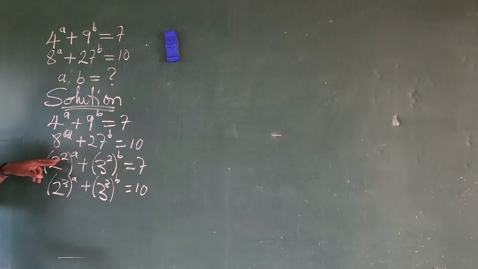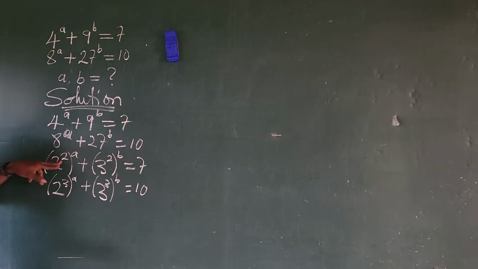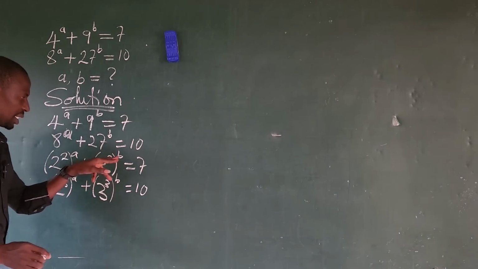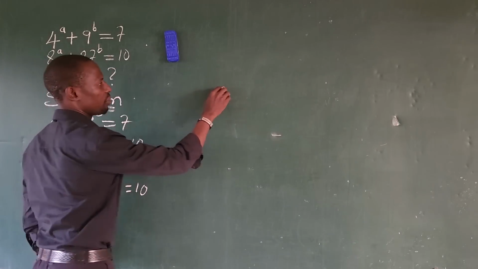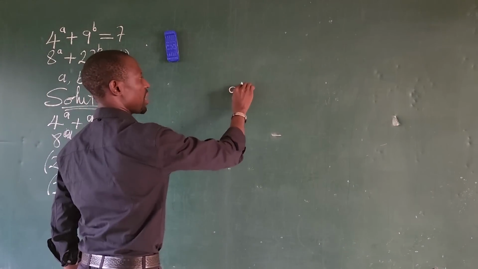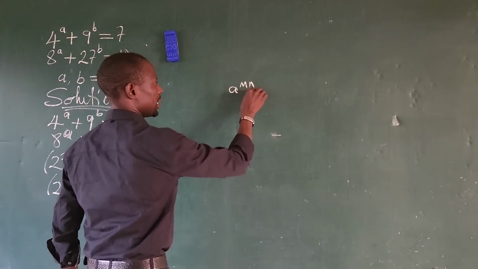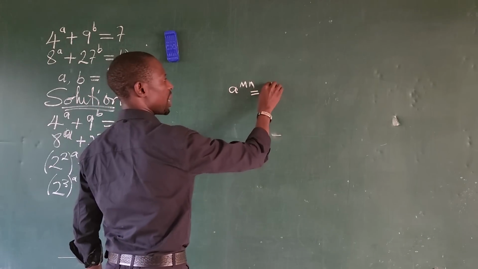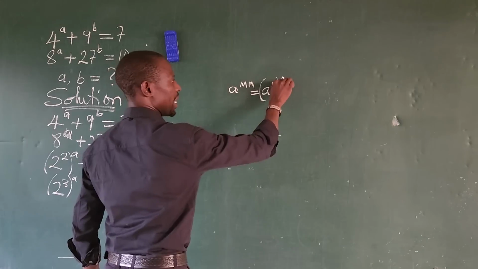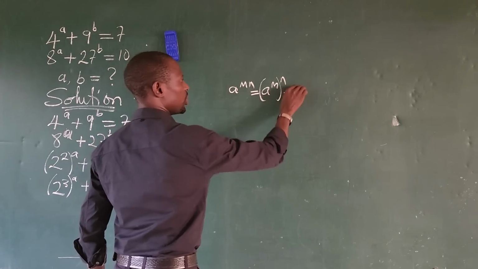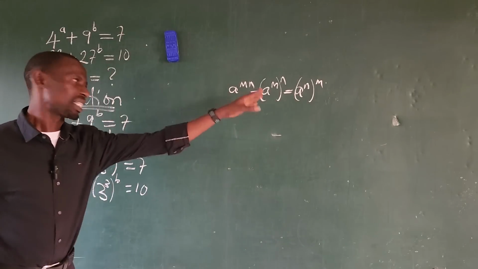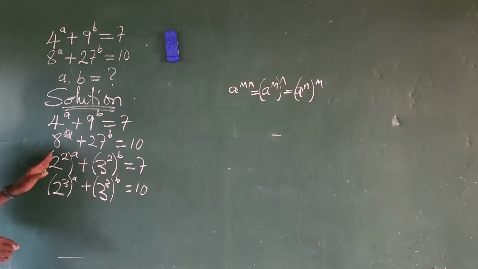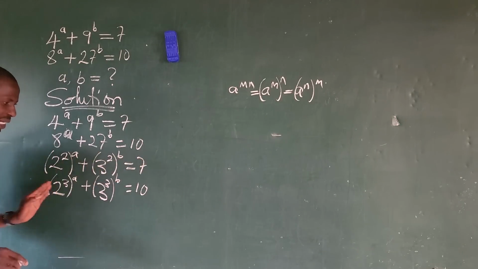Now, if you look at this, we have 2 as an exponent, a as an exponent, 2 as an exponent, b as an exponent. So we can rewrite the exponent. Remember the law which says that if you have a to the power of m, then n, this is equal to a to the power of m times n, equal to a to the power of n, to the power of m. So if we interchange this, then we can rewrite both equation 1 and equation 2.